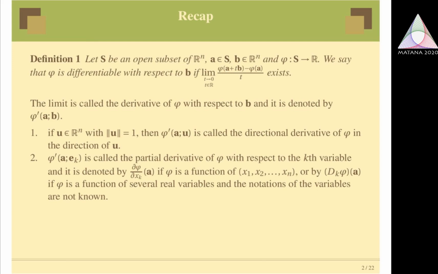In particular, if u is e_k, where e_k is one of the members of the standard basis of R^n, then phi'(a; e_k) is called the partial derivative of phi with respect to the kth variable. It is also denoted by dou phi by dou x_k at a.